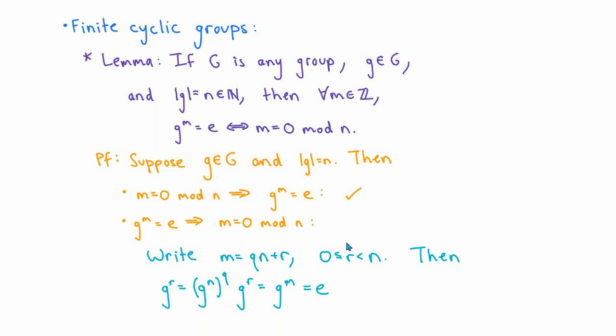Well now, r is a non-negative integer which is strictly less than n and which has the property that g to the r is the identity. My assumption was that the order of the element little g was n, so there can't be a smaller positive power of g which is the identity, and that leaves me with the conclusion that r must be 0. That establishes the second half of this biconditional statement, so it finishes the proof of the lemma.